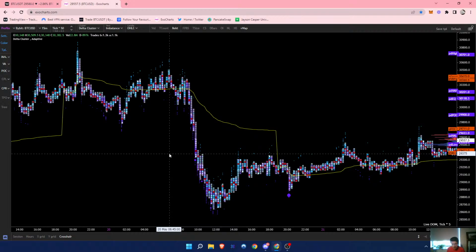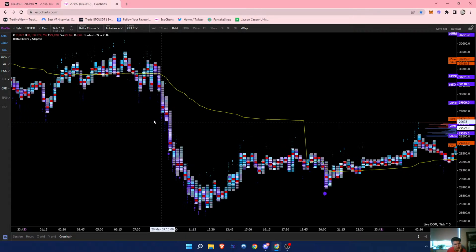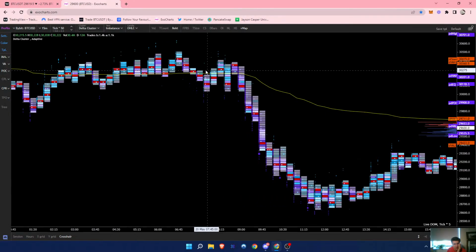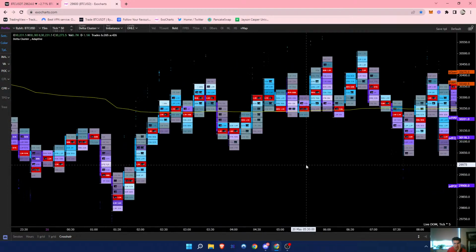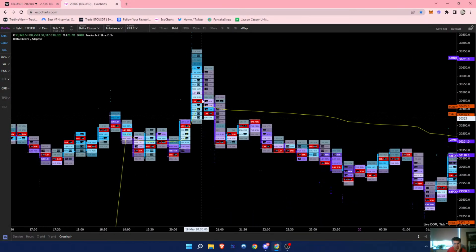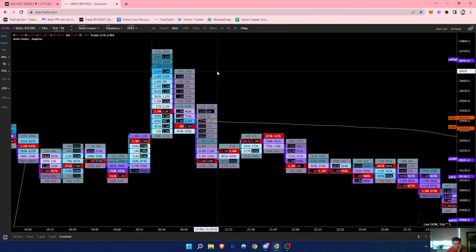Again, don't use just imbalances and liquidations for determining whether or not to take a trade. There are lots more things to look at, but again, imbalances are super powerful. There are times where you can only use lows, but again, as a beginner, I wouldn't really do that.